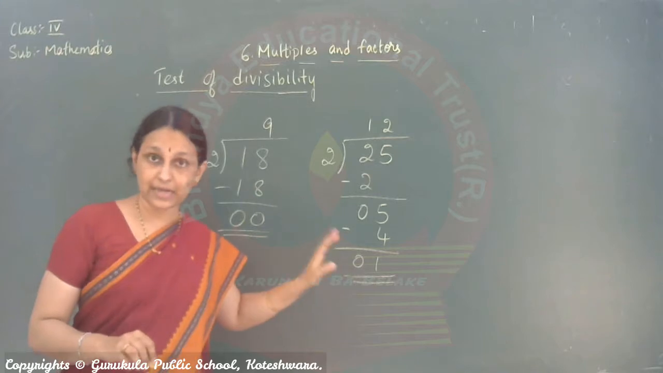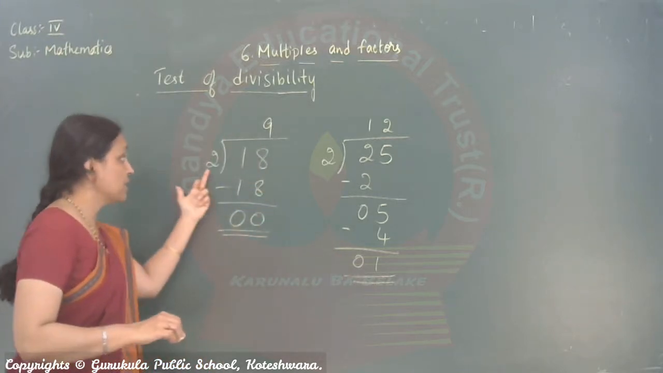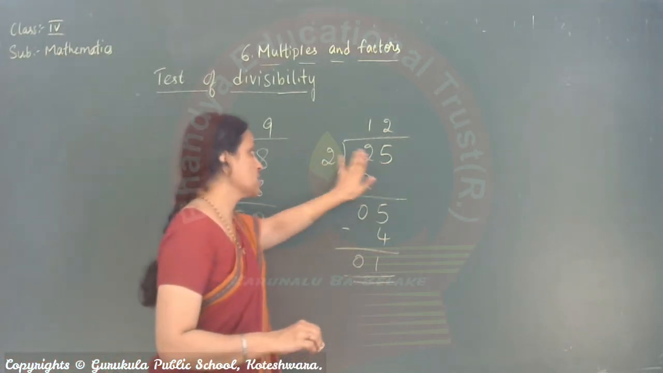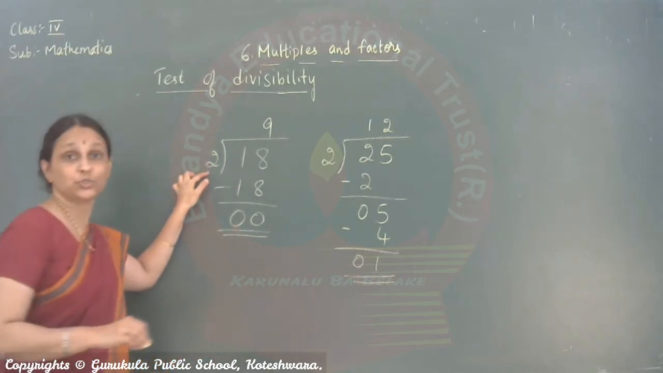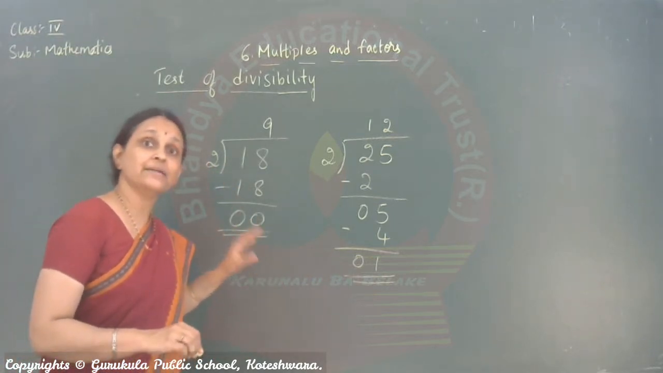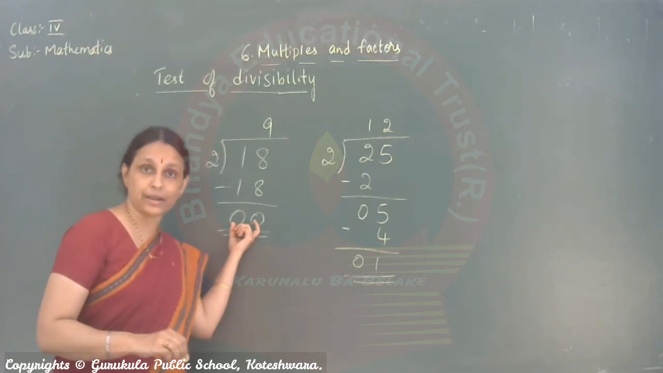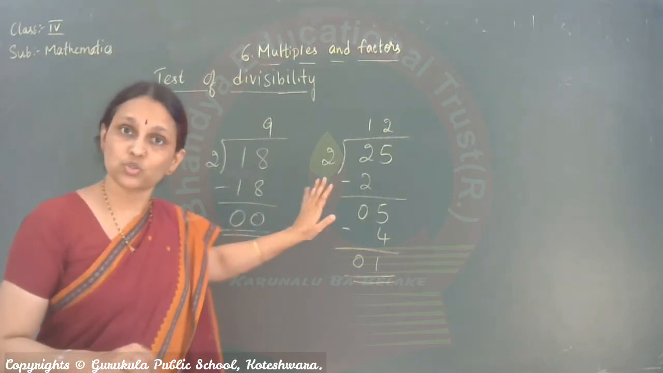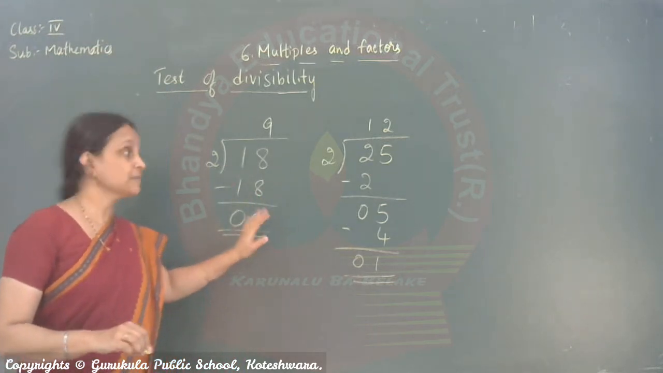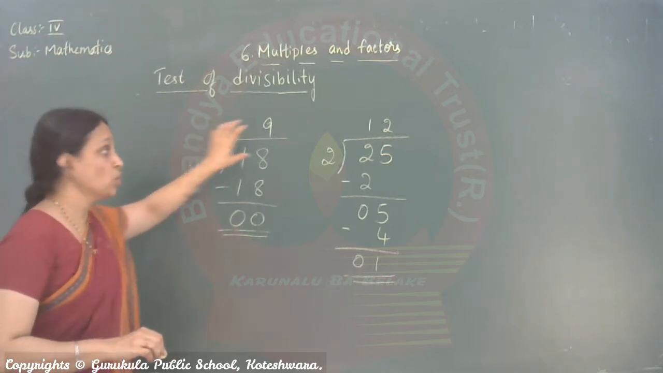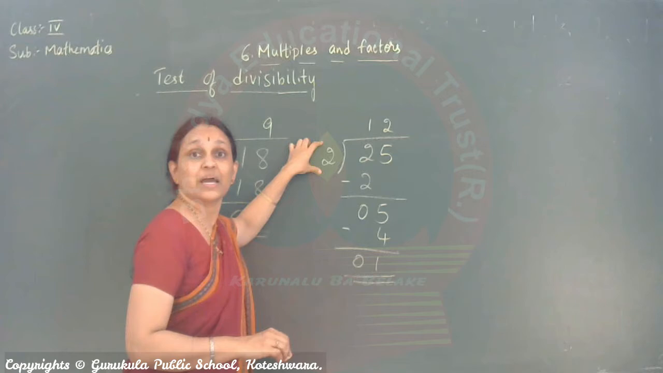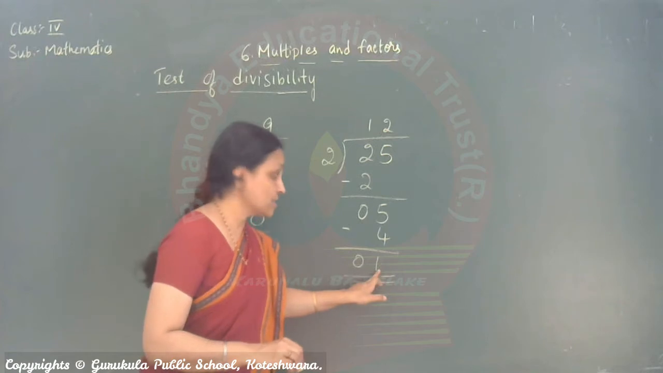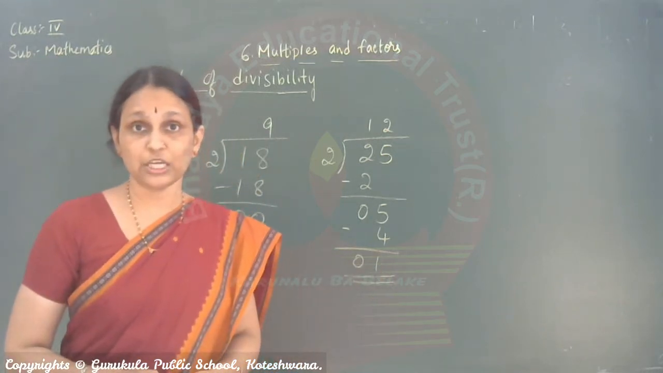So, we can say that 18 is divisible by 2. How can you say, you may ask. I will say 25 is not divisible by 2 but 18 is divisible by 2. Divisible means the remainder should be 0 when you divide. That is the meaning of divisibility or divisible. I hope you understood with this example. So we can say that 18 is divisible by 2 but 25 is not divisible by 2 because the remainder is there, 1 is the remainder here. Got it? What is the meaning of divisibility?